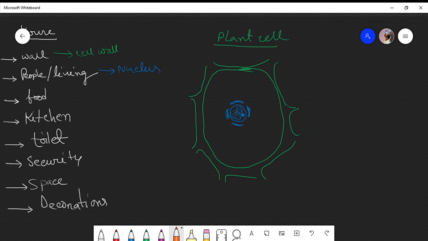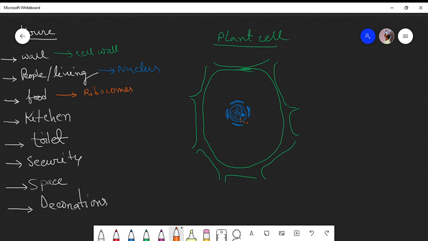For food, from the nucleus, proteins are coming out. You see those orange things? Yeah, proteins are coming out. We can't eat raw food. So the proteins are coming out from the ribosomes. In fact, the orange things are ribosomes.